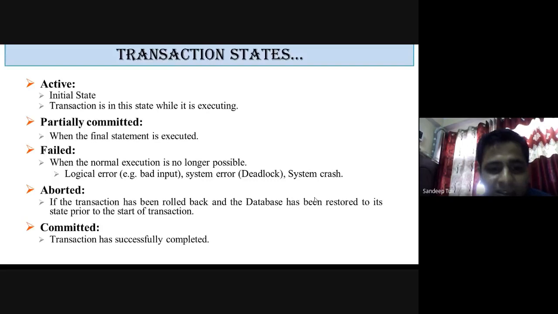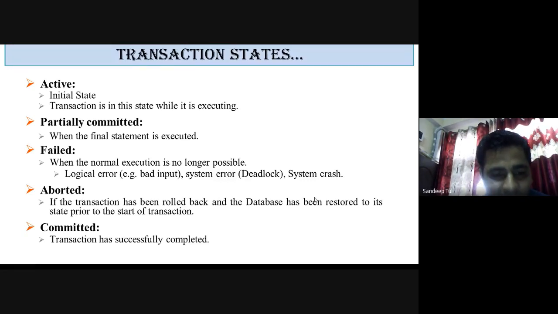Partially committed state means when the final statement is executed but not committed. Failed state means when normal execution is no longer possible. It may be because of some bad input, system errors, deadlock, system crash, whatever it is. So if somehow the system fails, then it will be in the failed state.